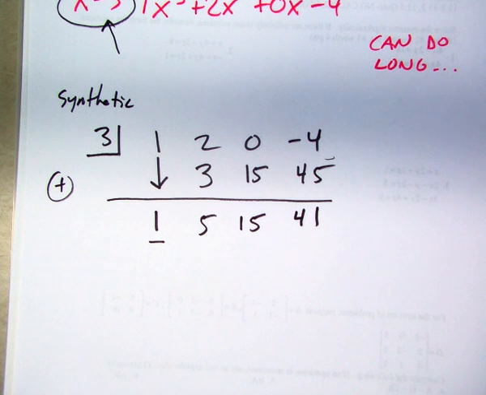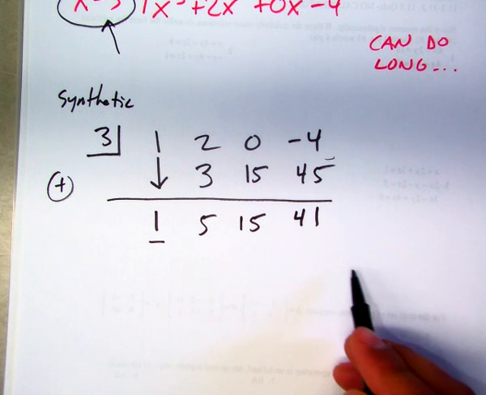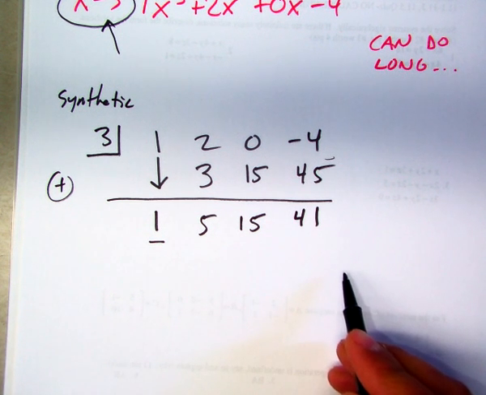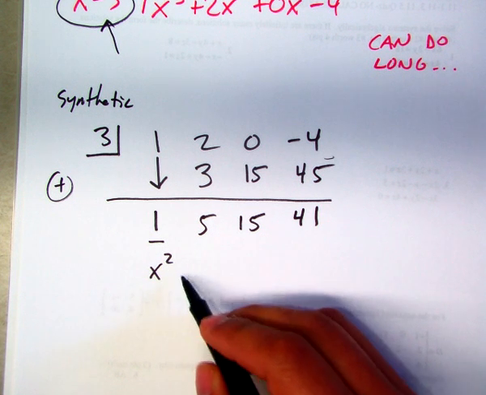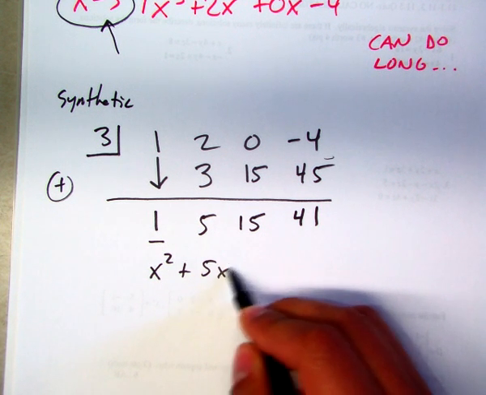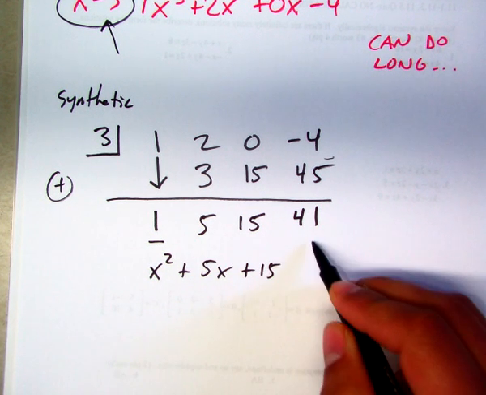Everybody see where we got these numbers from? Okay. So this means x squared plus 5x plus 15. This 41 is your remainder.